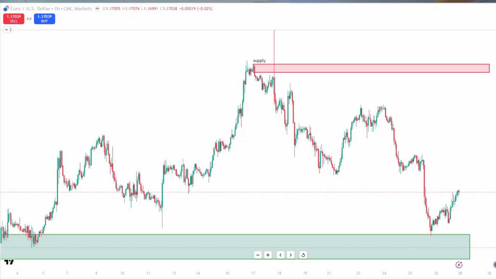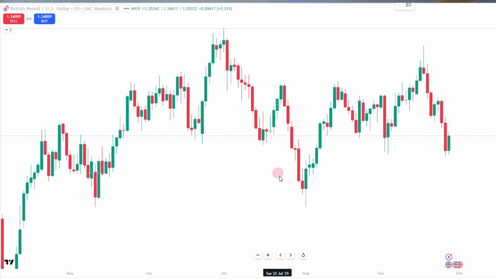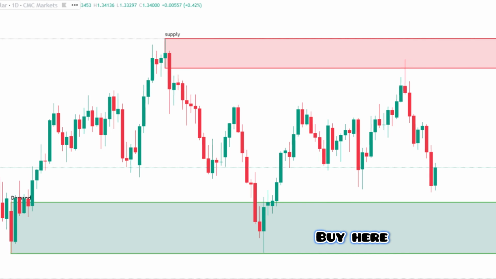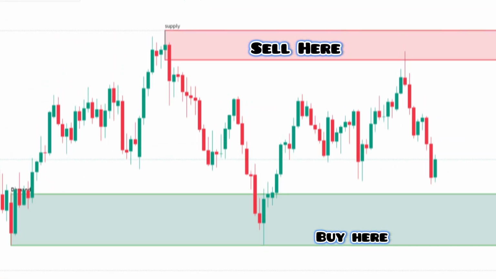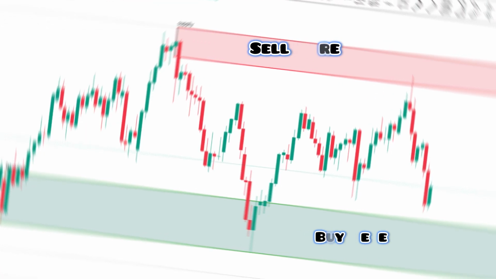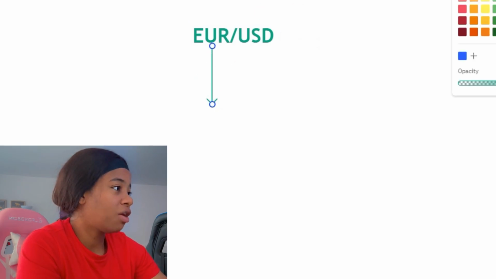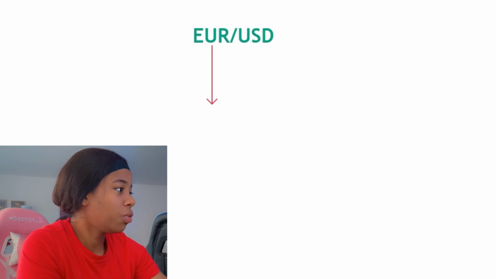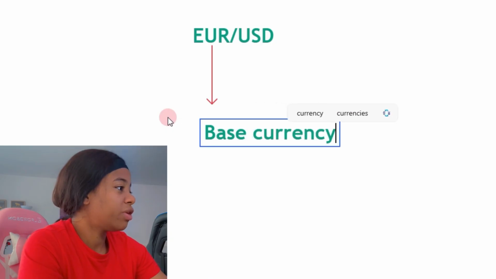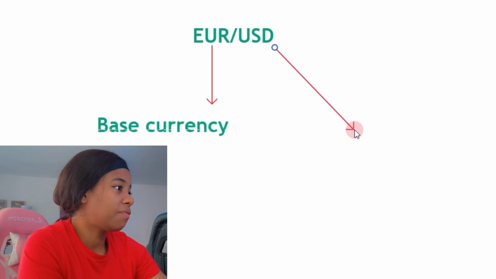So if we've got GBP USD here, it means that if you buy, you're betting that the GBP will go up against the US dollar. If you sell, you're betting the GBP will go down against the dollar. And that's literally it. So I want you to understand that simple framework. When we buy, we are looking at that base currency. So right here, we've got Euro, USD, and Euro is our base currency. And USD would be your quote.